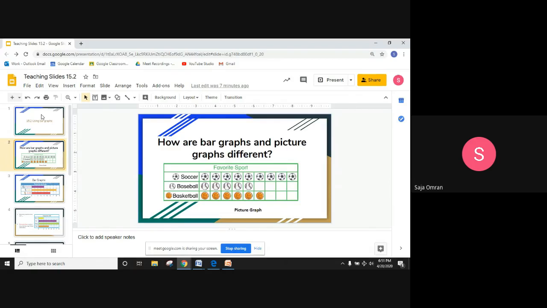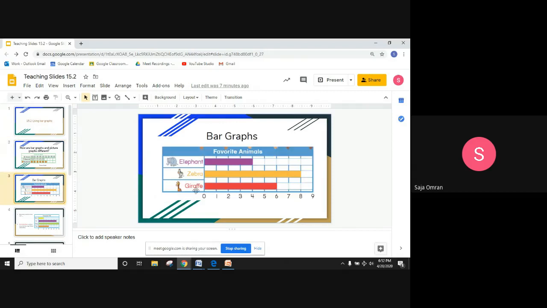Now, we did this picture graph yesterday, or a graph that was similar to it, and we know that picture graphs show pictures of the topics they're talking about, of all the categories, right? Bar graphs are different because they show bars with a number line at the bottom. So here's a bar graph. People voted for their favorite animal.